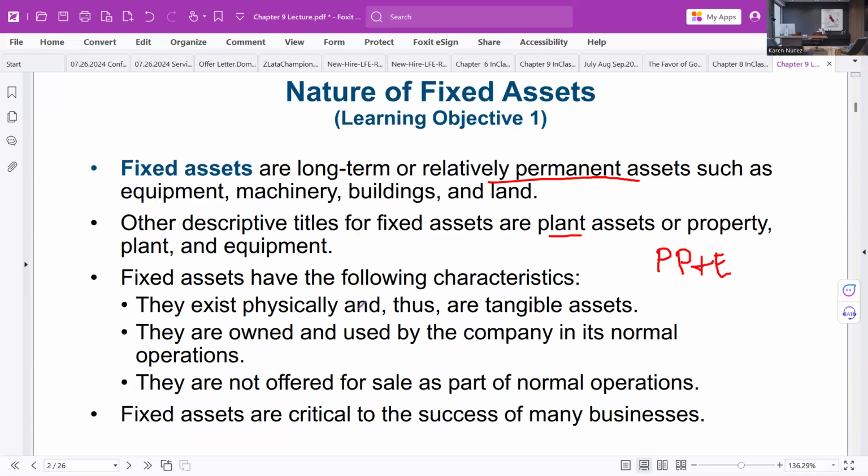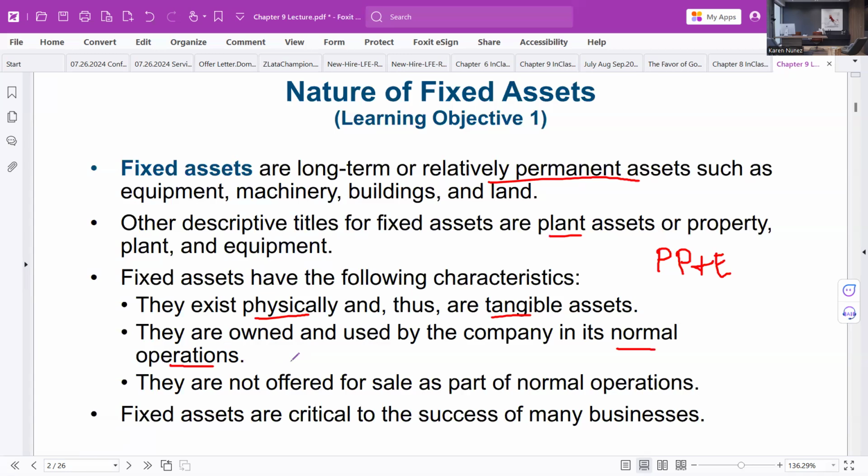Now, more specifically, fixed assets, they have a physical existence. You know, they're very tangible. You can see them, you can touch them. They are owned and used in normal operations. So they're not assets that are purchased for resale. They are assets that are purchased and used in the normal operations. That means that they're used to generate profits. They're not offered for sale. They are a part of the normal operations.